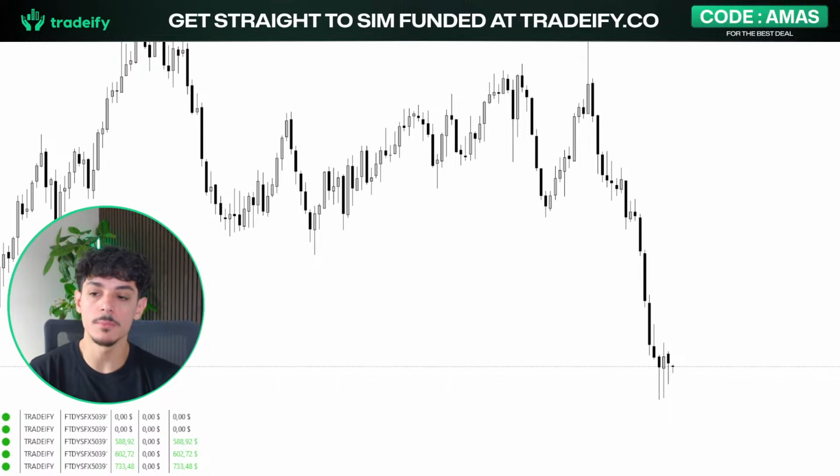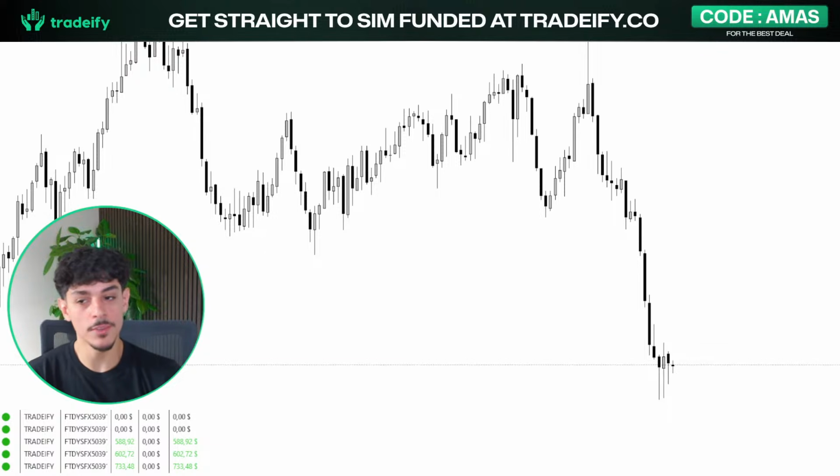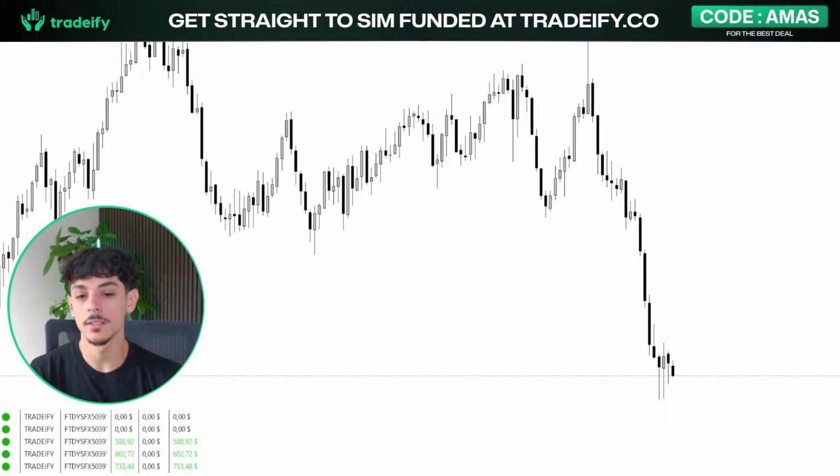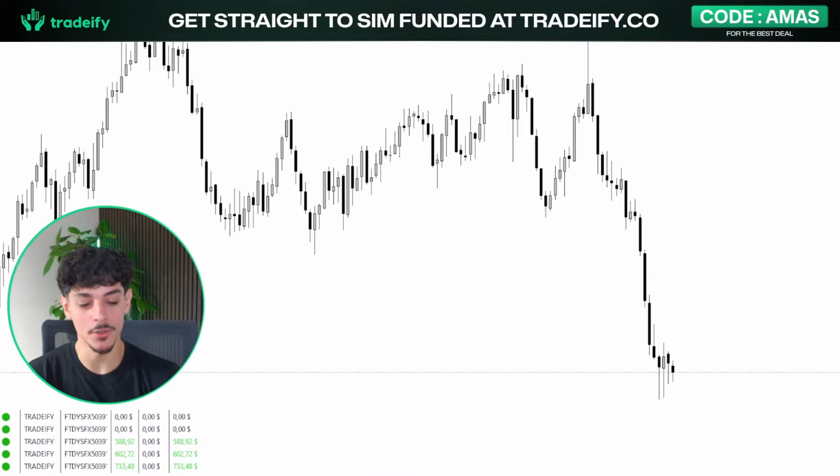On Forex, you need to pass 2 evals, an 8% phase 1 and a 5% phase 2, and that account costs you like 1.5k USD. It's too much time wasted when you could just buy straight to sim and you're immediately on the road to 5x, 5.5x your initial investment.